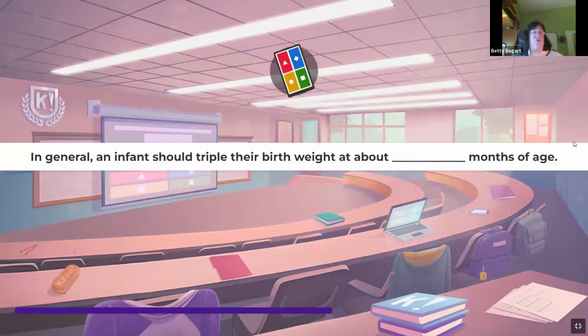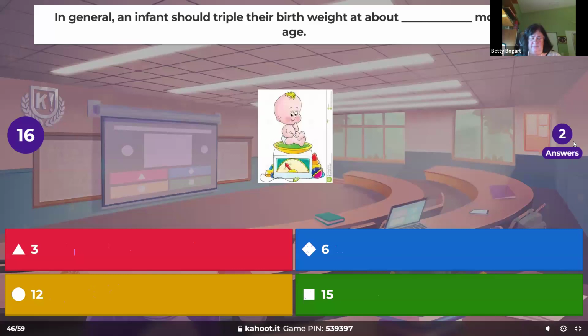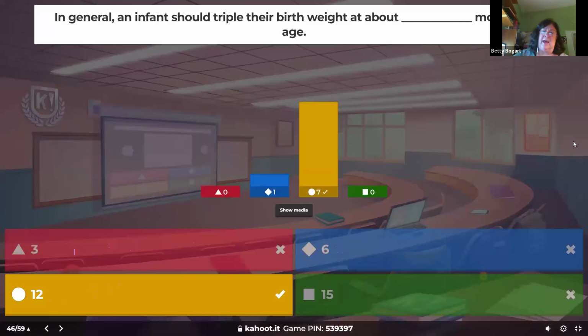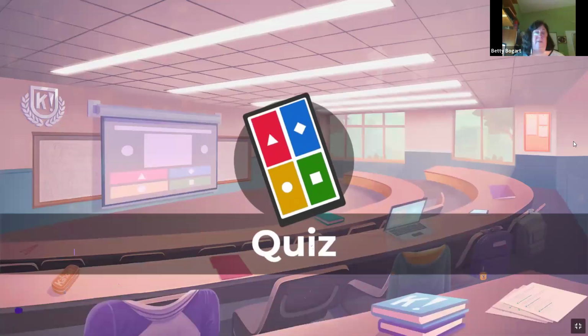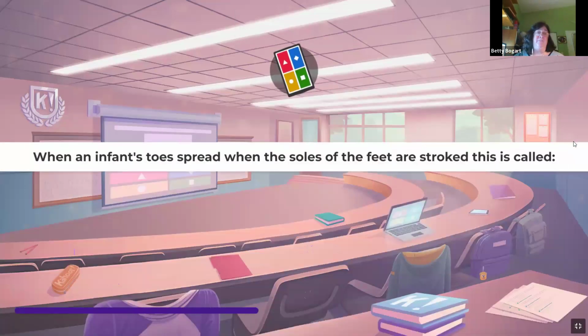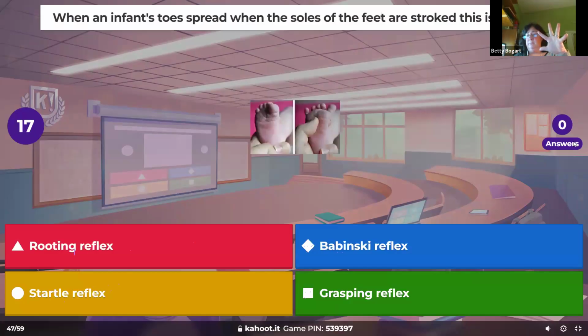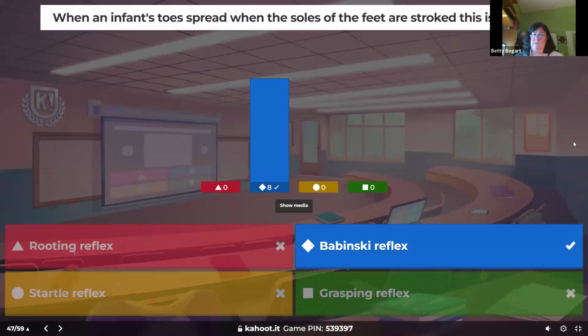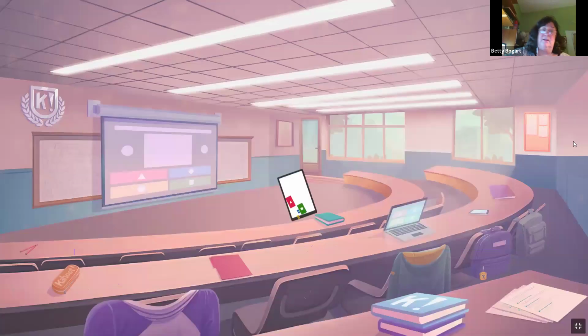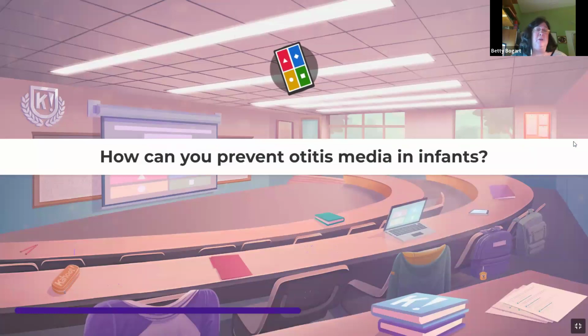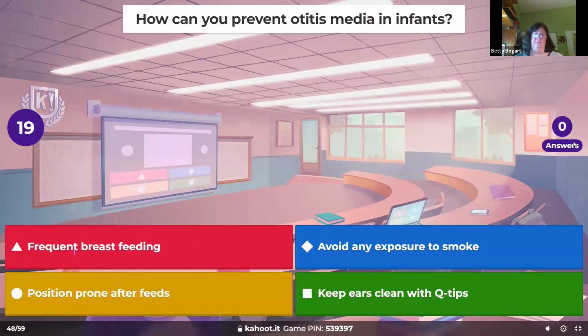In general, an infant should triple their birth weight at about what months of age? Triple. When do you do that? Born at 7 pounds, triple 21 pounds at 1 year. Yes. Double at 6 months. When an infant's toes spread when the soles of their feet are stroked, that's called Babinski. Good job. Just like adults, no different. How can you prevent otitis media in infants?